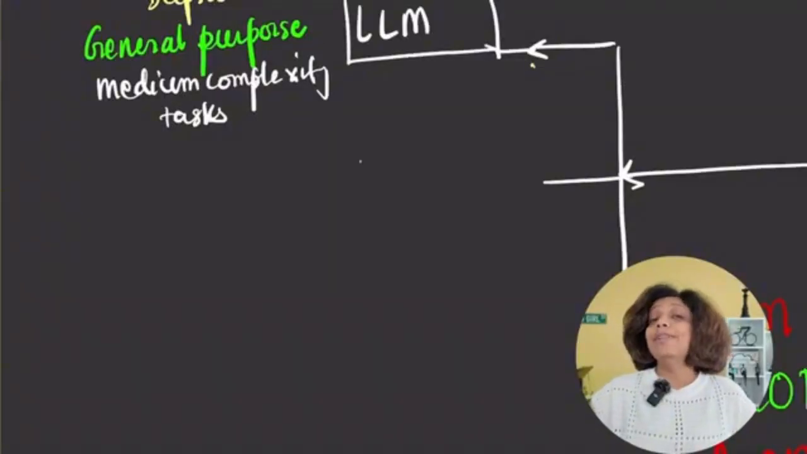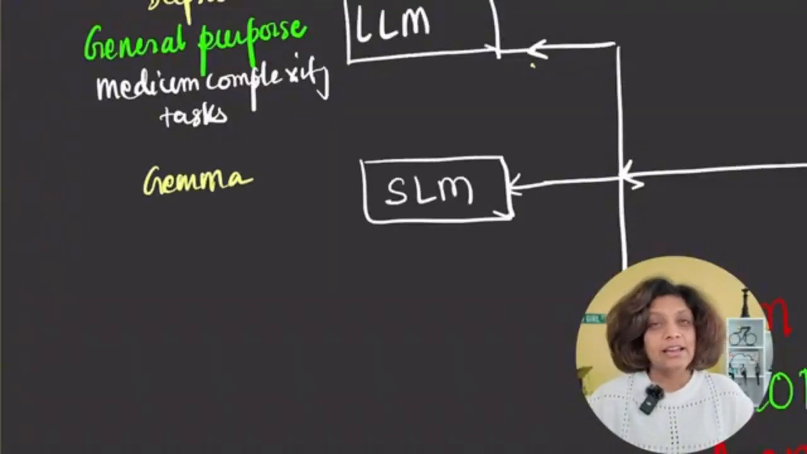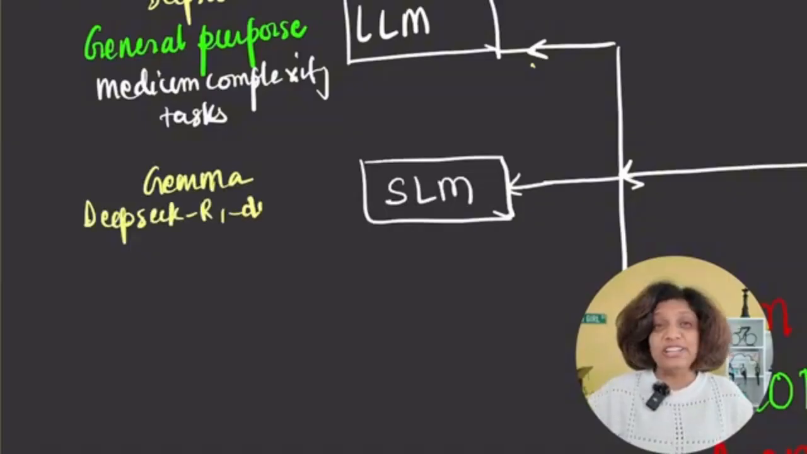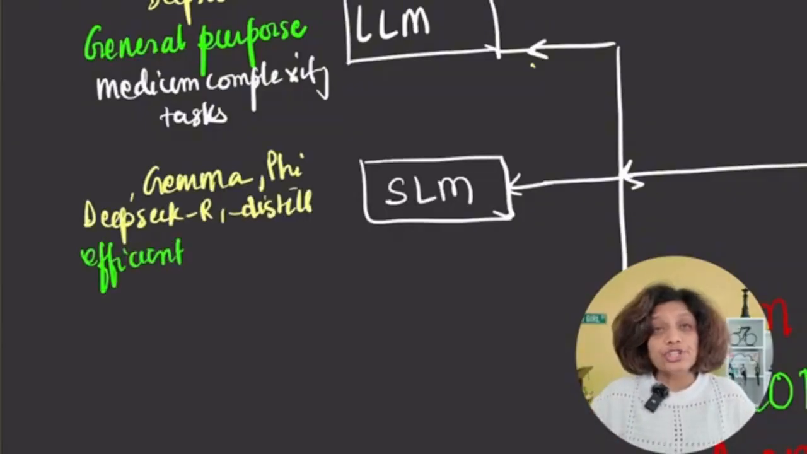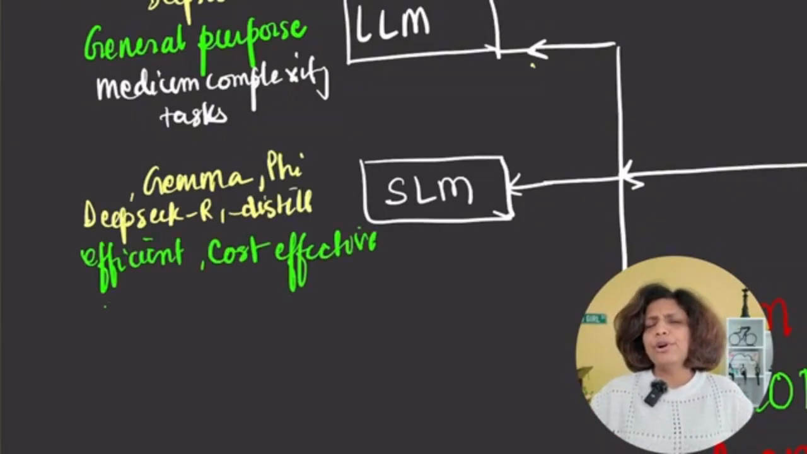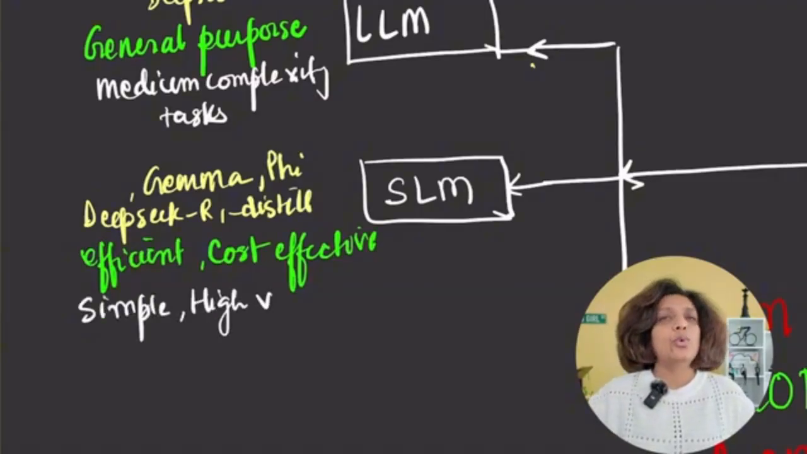Next, you have small language models or SLMs like Gemma or DeepSeek R1 Distill. These are efficient and cost-effective, perfect for simpler, high-volume tasks. For example, an agent that just categorizes incoming support tickets or routes customer inquiries.